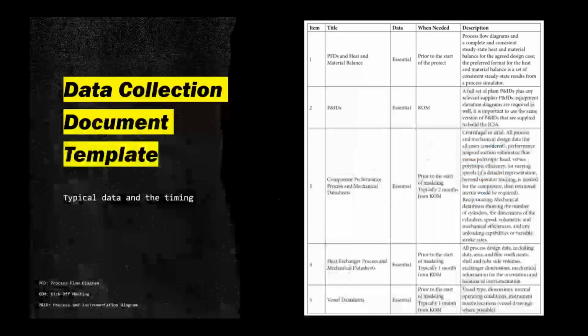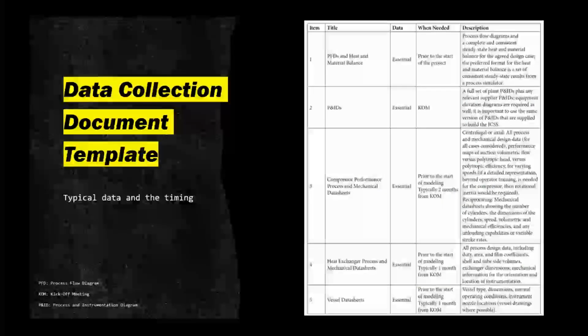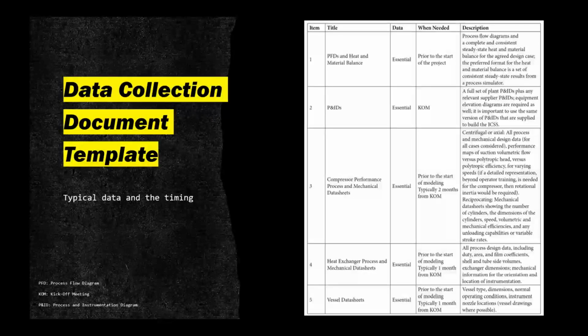Okay, so this is a data collection document template. There are lots of templates that you can refer to, and this is one of them that calls for typical data and the timing. For example, you have the process flow diagram, and then heat and material balance. This data is essential. And when do we need this data?